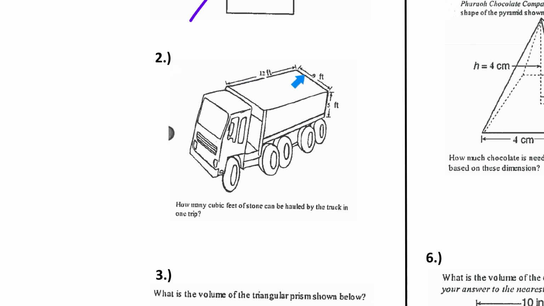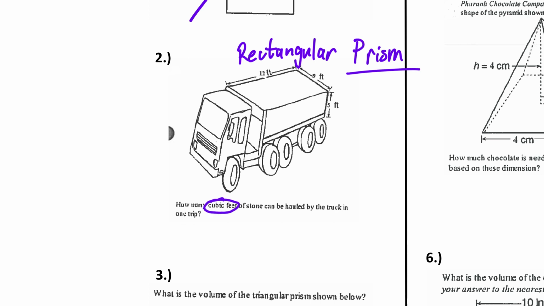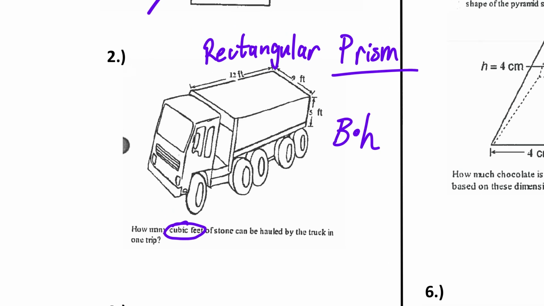What shape is this part of the truck? Good, it is a rectangular prism. All right, so it's a prism. When we're looking for cubic feet, we're looking for volume, right? How do we find the volume of a prism? Yeah, B times H, area of the base times the height.